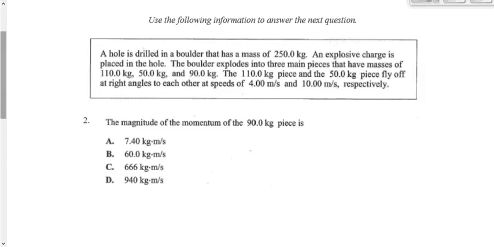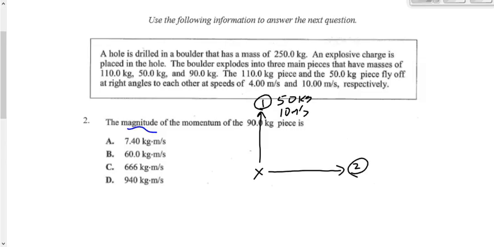But what? Where? Like left, right, up, down? It doesn't matter because we're looking for the magnitude of the momentum. Good. So let's pick directions. Let's say that object number one is going off, we'll call it 50 kilograms, and it's got a velocity of 10 meters per second. Object number two is going this way. It's got 110 kilograms, going off at 4 meters per second. We could say that object number three is going to go off this way, right? Its mass is going to be 90 kilograms. We're looking for its final momentum. Could we have picked different directions? Sure, we could have. If we were looking for a direction of the final momentum, then it would matter which way these are going. But for a magnitude, it doesn't matter. They're at right angles, good enough.